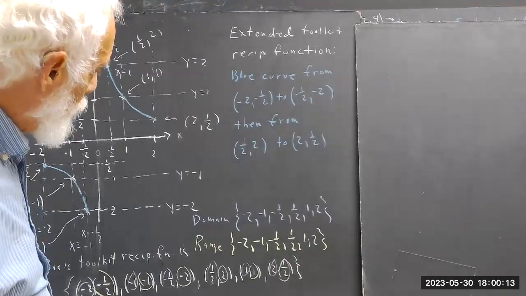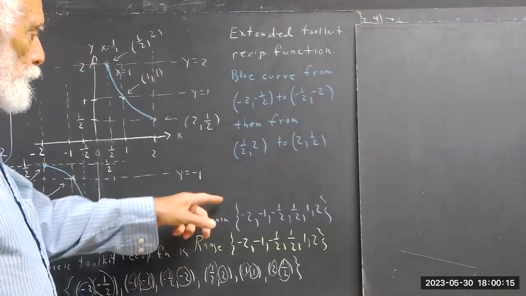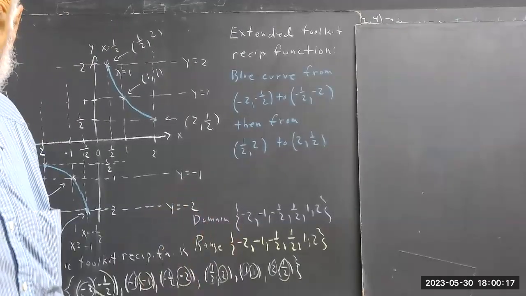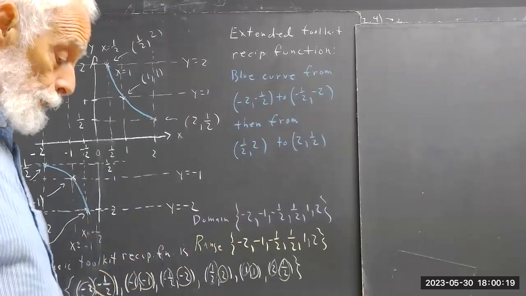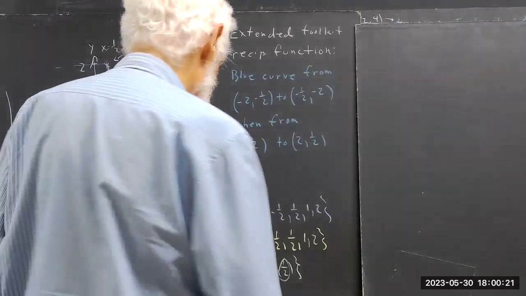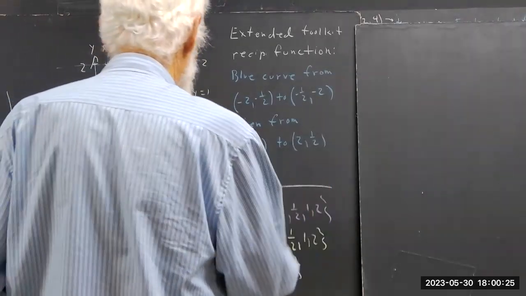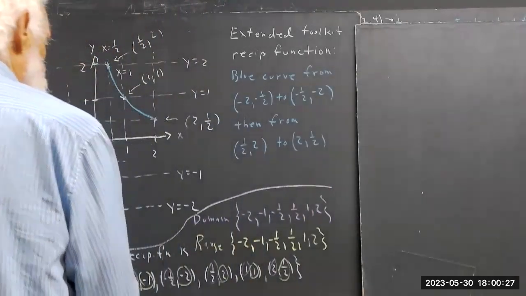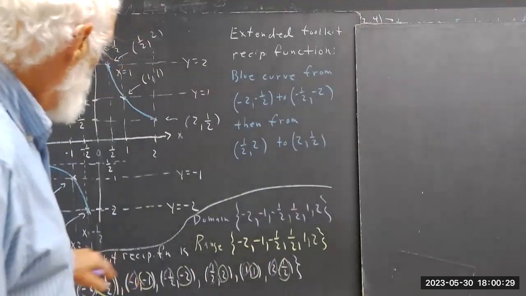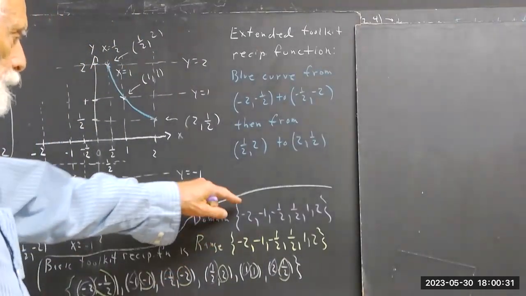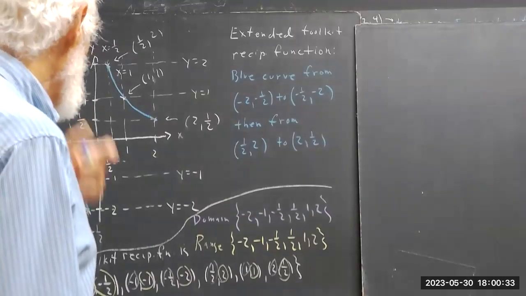By writing them in order, it becomes obvious that the domain and the range are identical. Now that has implications, it turns out the function is its own inverse and stuff like that, but we're not ready to talk about that at this point. So for the basic toolkit reciprocal function, here's the domain and here's the range.